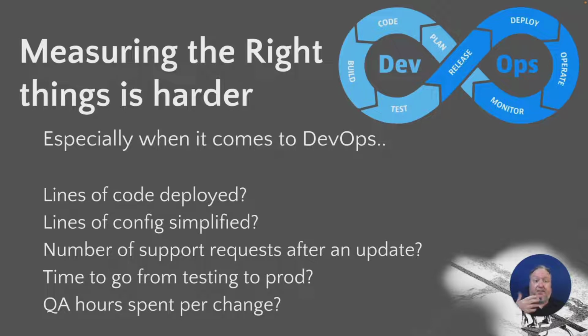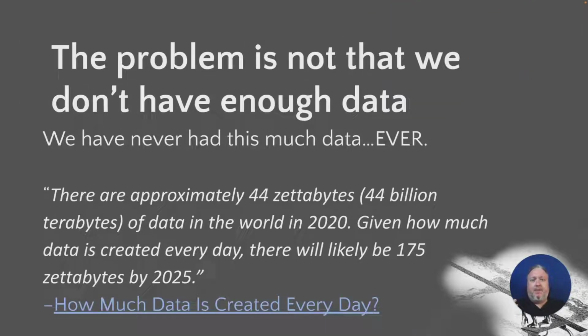Maybe that does tell us something. Maybe that tells us that something along the line is broken. And it tells us part of the story. Time to go from testing to prod? Okay, now we're getting closer. But there's so many choices to make. There's so many ways to look at these complex systems.